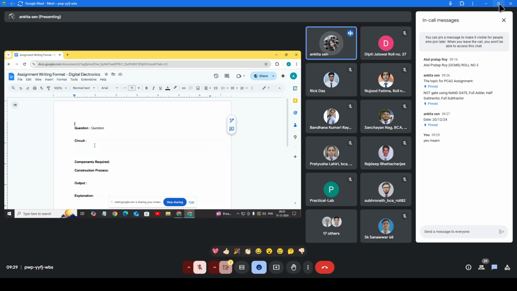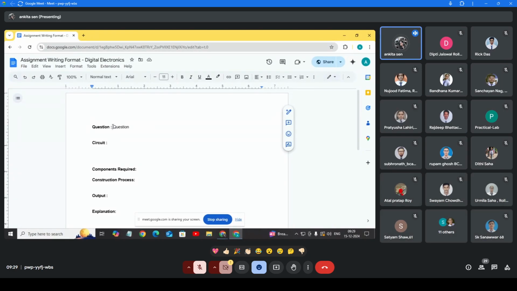First, you need to write down the question. So question means what is the topic? Just an example, in case of the NOT gate implementation using NAND gate, that you need to mention here. NAND gate based NOT or NOT gate implementation using NAND gate. Then you need to draw the circuit, or you can paste the screenshot as per your choice. Okay. Next, you need to write down the components, the required components.